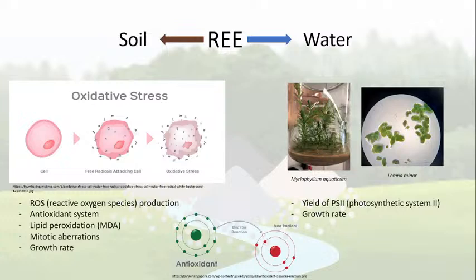So an indirect way to measure the stress in the cell is to measure the antioxidant system. Also, the malondialdehyde content that I mentioned before is a final product of the lipid peroxidation that happens in the membrane. So this is another way that we can measure the toxicity and the oxidative stress in the cells.